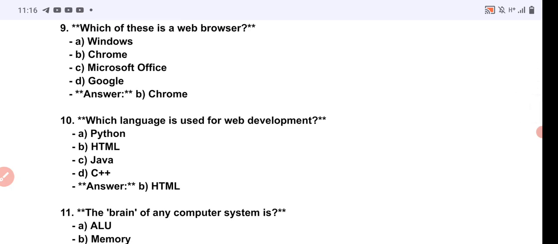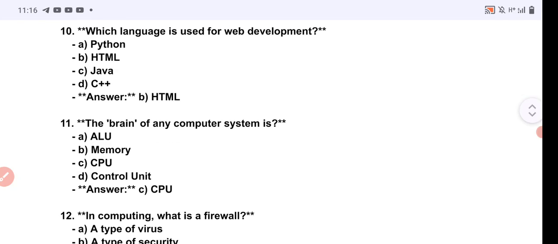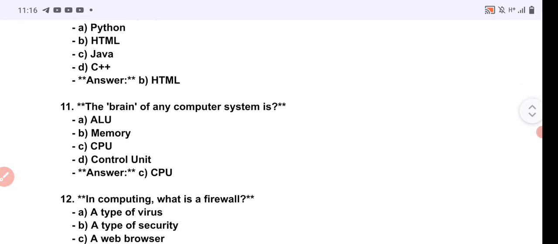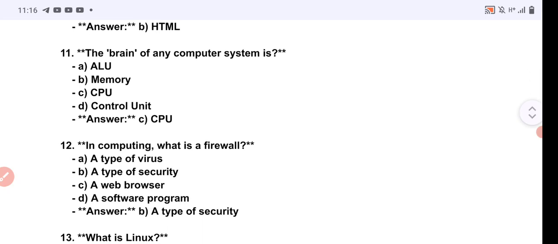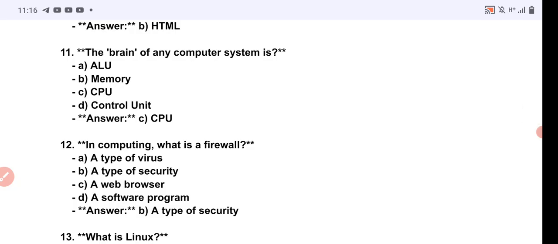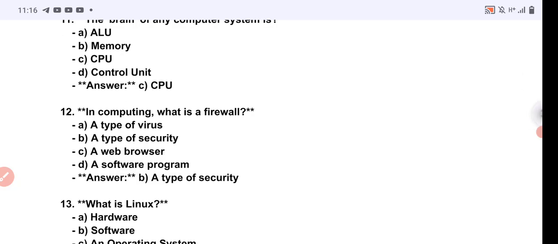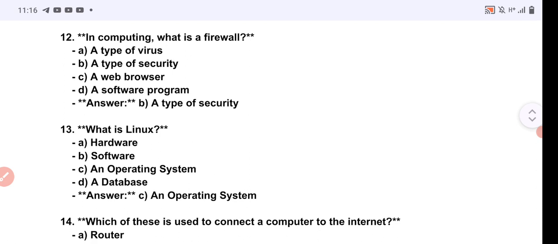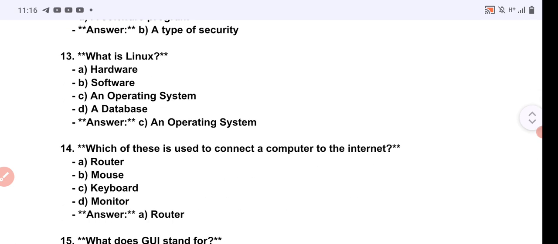Question 10, which language is used for web development? HTML is the right answer, Hypertext Markup Language. Question number 11, the brain of any computer system is CPU. Question number 12, in computing, what is the firewall? Option B is the right answer, a type of security. Question number 13, what is Linux? Linux क्या है? An operating system.